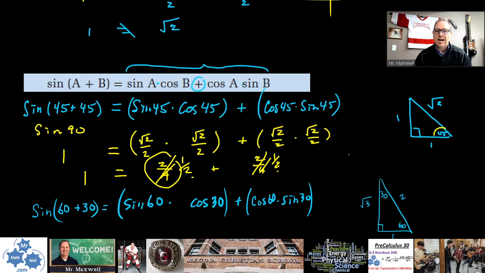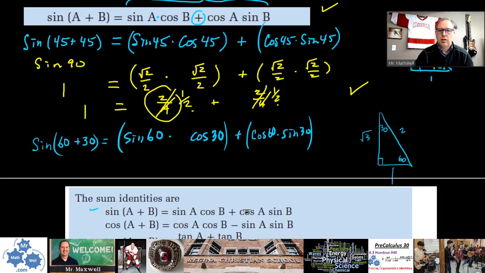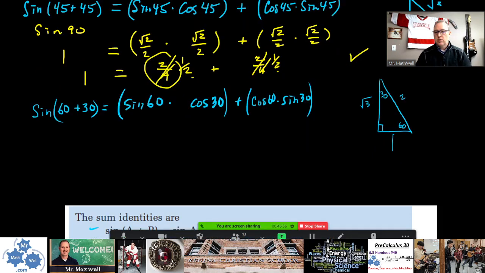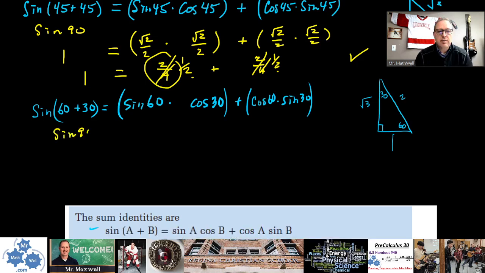Let's do another example. And again, we're going to focus on our special angle triangles. Let me just make a little space here. It's not enough space for me to work. Come on. There you go. All right, so let's work on our special angle triangles, and we have sine of 60 plus 30, which of course is sine of 90, right? Which is 1. We know that.